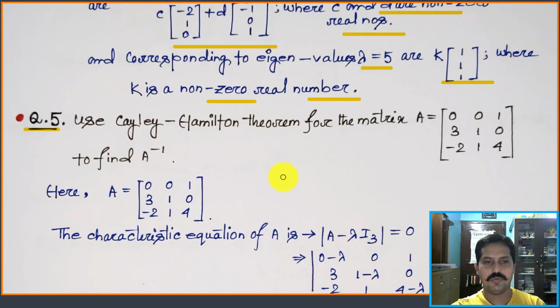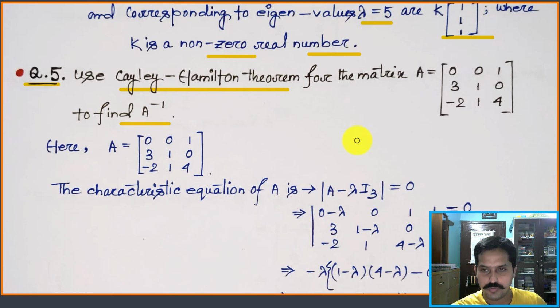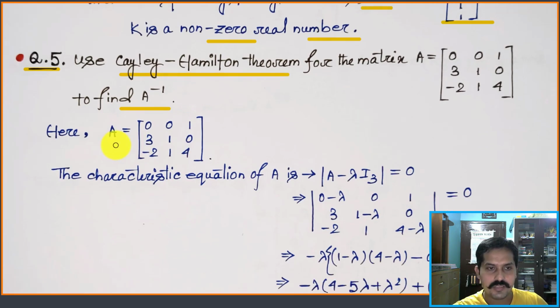Now come to the next problem, which is the application of the Cayley-Hamilton theorem. Actually, the Cayley-Hamilton theorem is quite interesting because with its help we can do a few interesting problems. Here we have to find A inverse by the help of the Cayley-Hamilton theorem. Now see how we can do this. Here use the Cayley-Hamilton theorem for the matrix capital A to find A inverse. Here A equals [0, 0, 1; 3, 1, 0; -2, 1, 4].